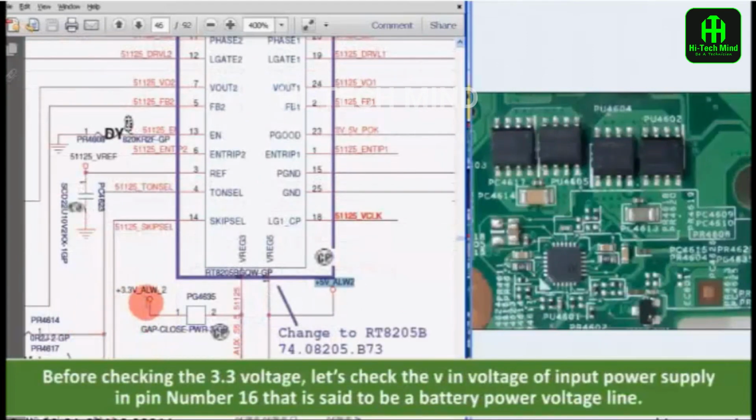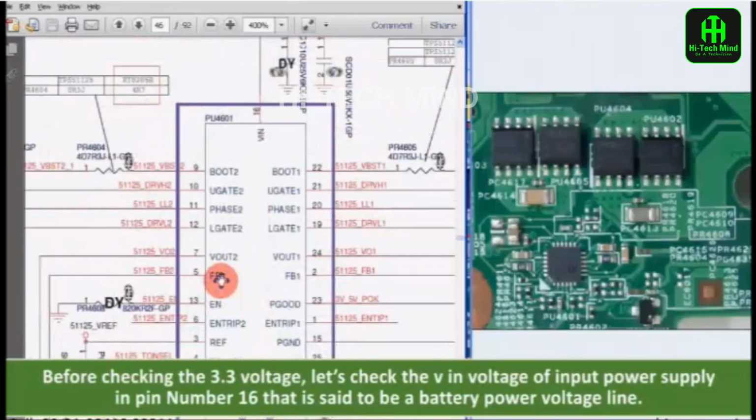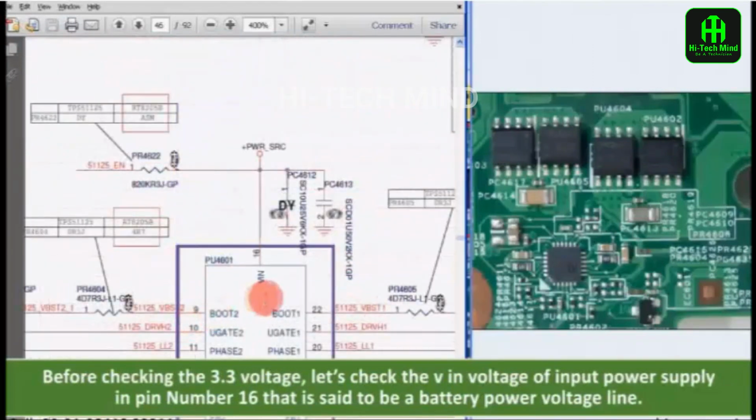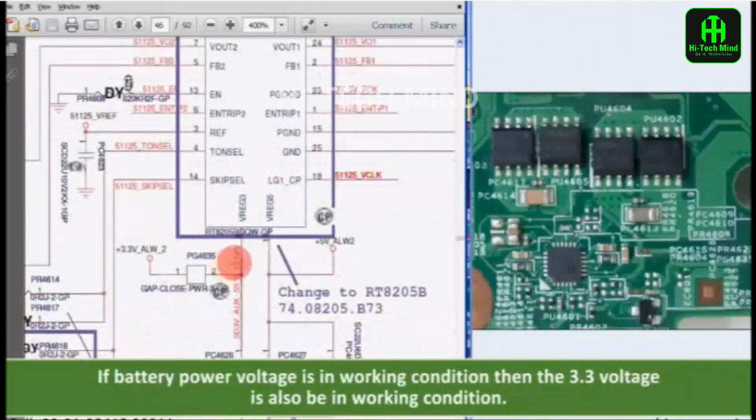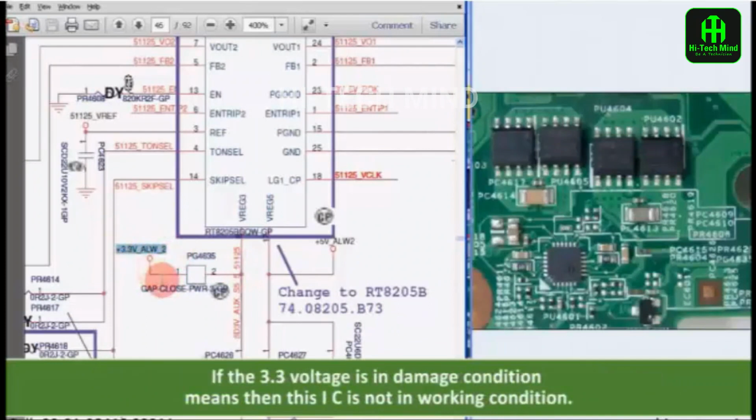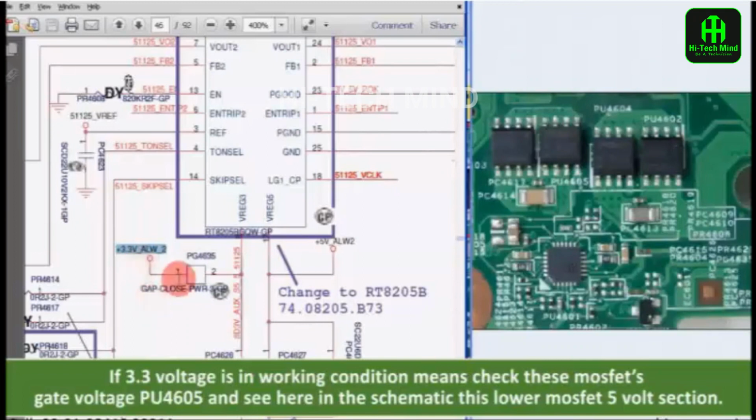Before checking the 3.3 voltage, let's check the VIN voltage, the input power supply at pin number 16. That is said to be the battery power voltage line. If the battery power voltage is in working condition, then the 3.3 voltage will also be in working condition. If the 3.3 voltage is damaged, then this IC is not in working condition. If the 3.3 voltage is in working condition, check these MOSFETs' gate voltage.